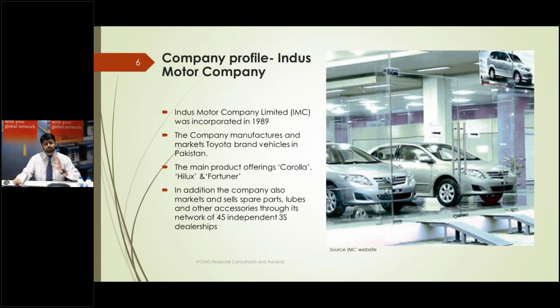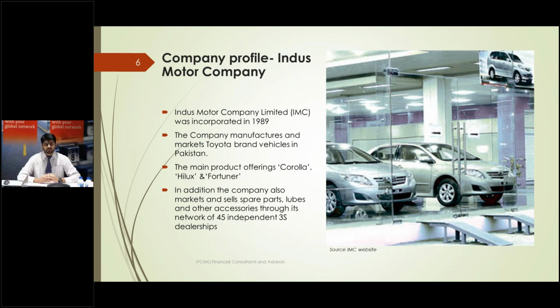Before we begin on the financial ratios recap, I'd like to briefly introduce the case company, that is Indus Motor Company. The Indus Motor Company was incorporated in 1989. It comes under the brand name of House of Habib, which is a very large and diverse group in Pakistan. The company manufactures and markets Toyota brand vehicles in Pakistan. And for a brief period of time, it also manufactured and sold Daihatsu products as well.